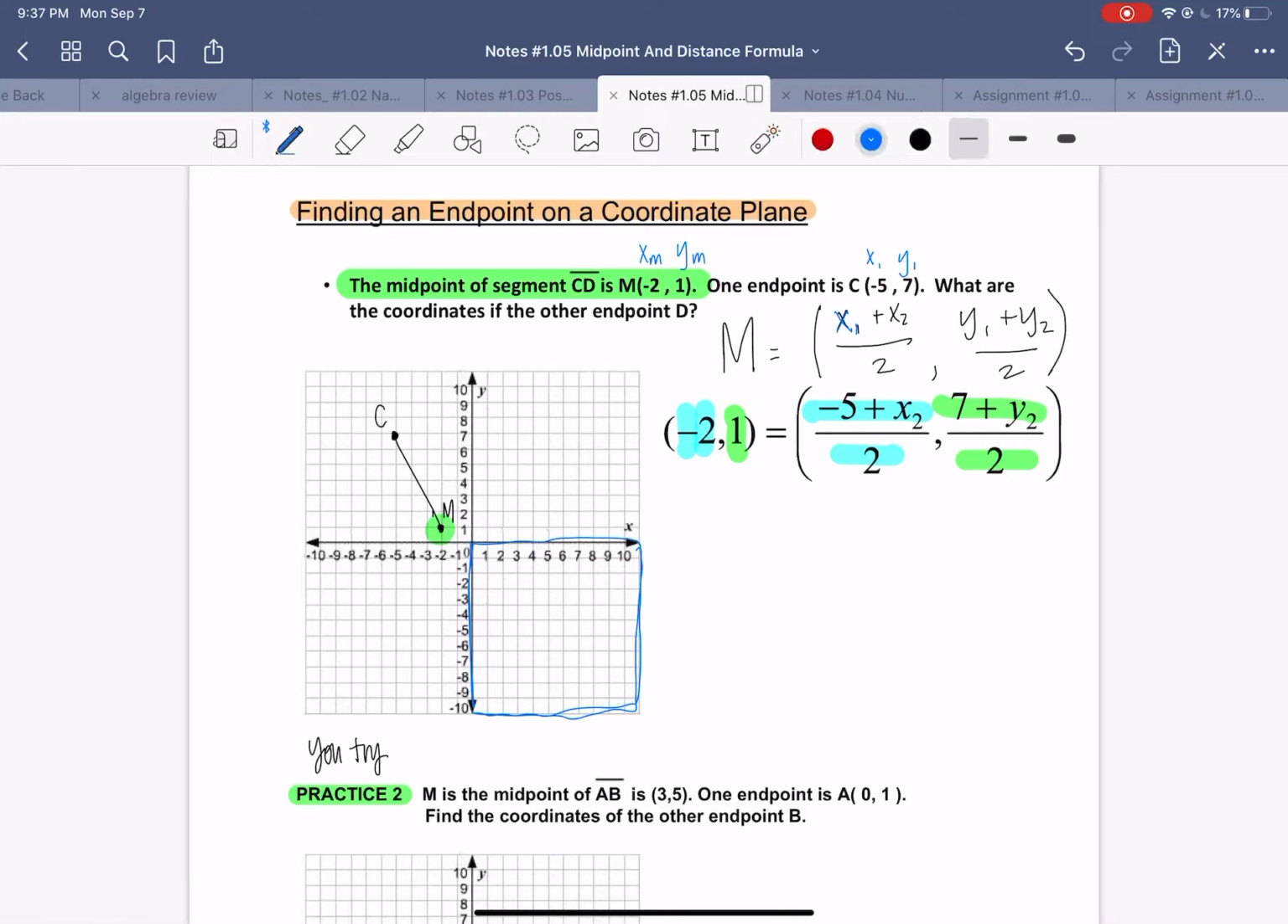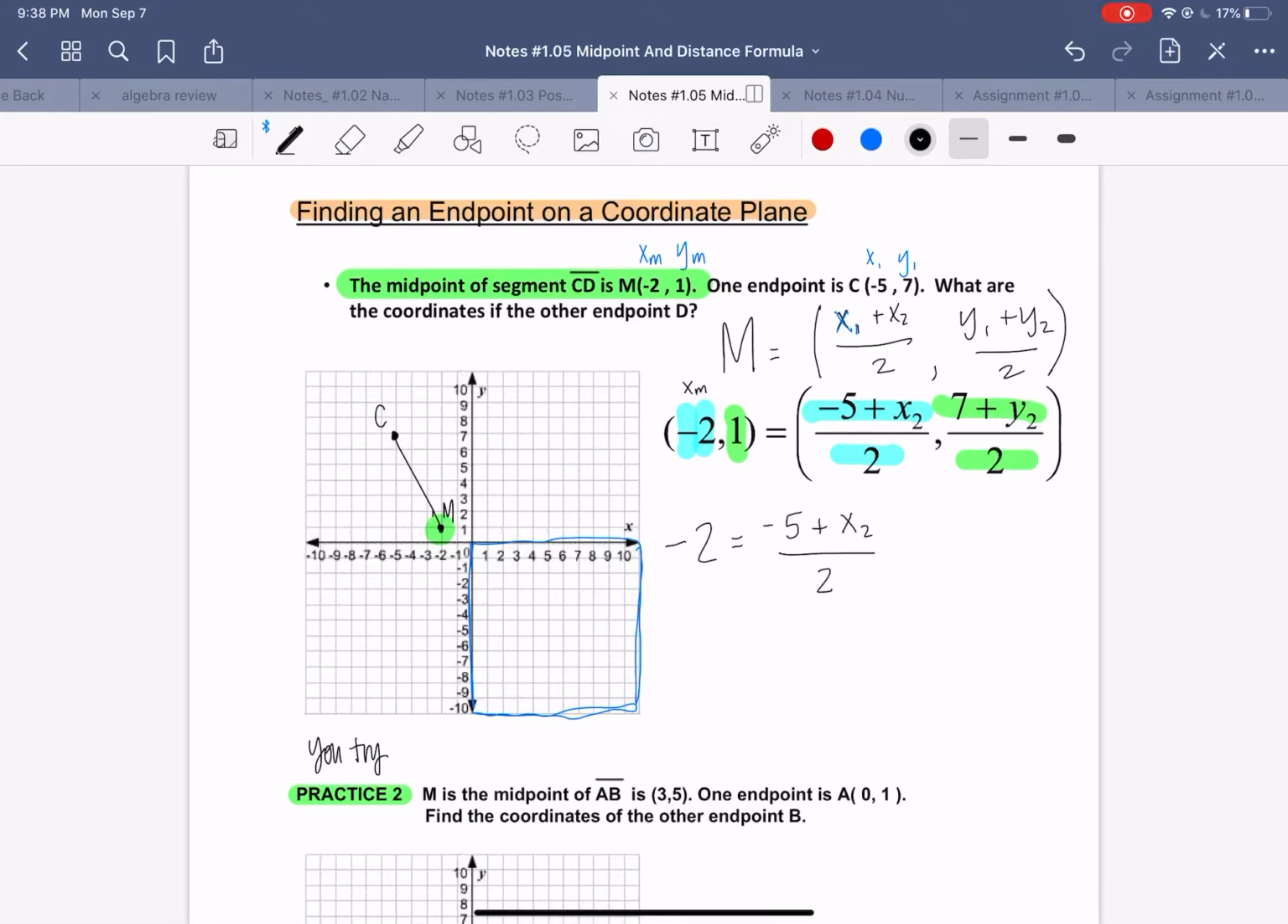All right, and this is where there are two ways we can solve this. This is why I highlighted blue: the X is blue and the Y is blue. I'm going to take this -2 because that is my XM, the X coordinate of my midpoint, and set that equal to the first half of the formula for X's, so the average of the X's. So -5 plus X2, because we don't know that, divided by 2.